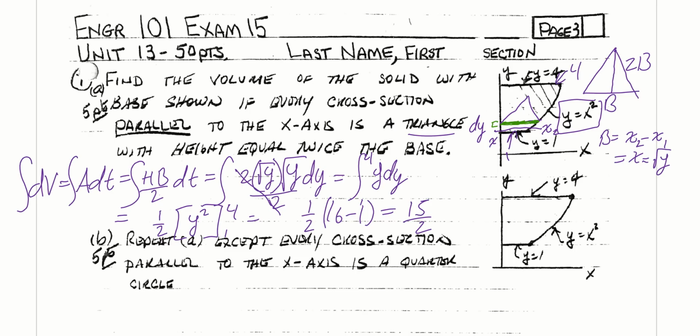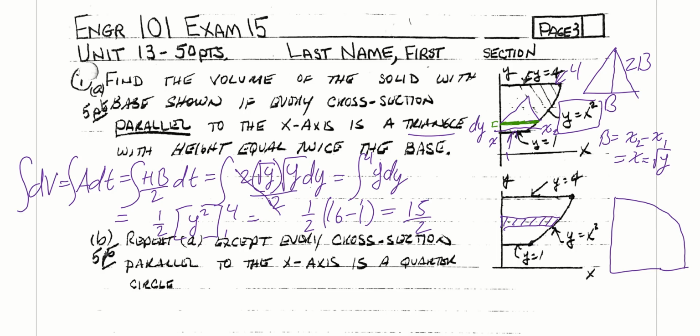All right. So now this next one we have is a repeat, except every cross-section parallel to the x-axis is a quarter circle. So instead, for each of these thicknesses, I'm just going to draw out the thickness here. Each of these strips is going to have this shape. A little box here, then we'll draw that again. That's a little better. So we have a quarter circle.